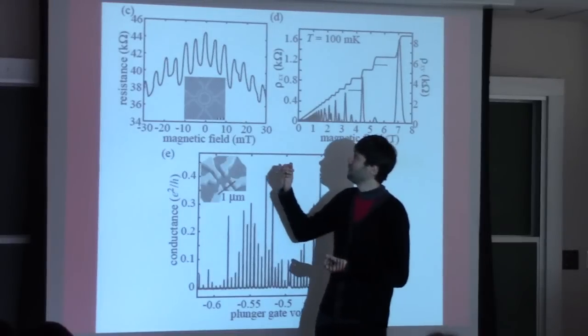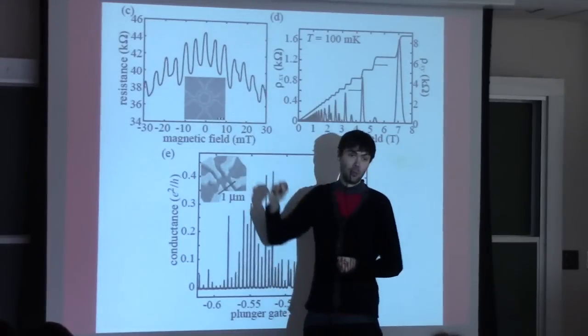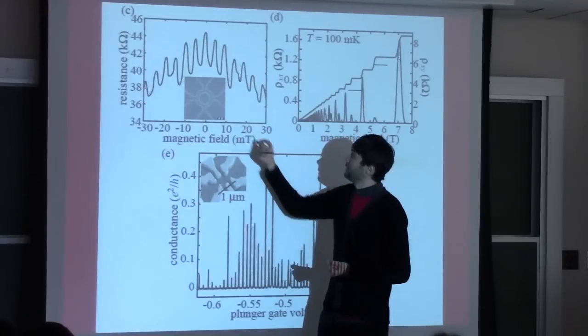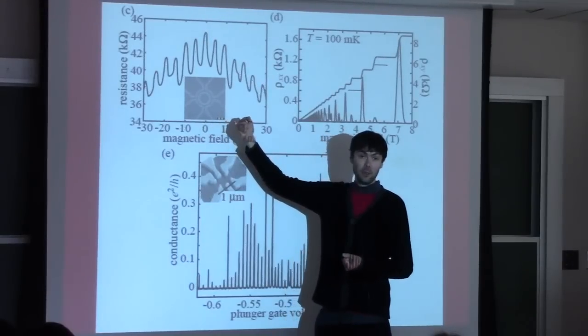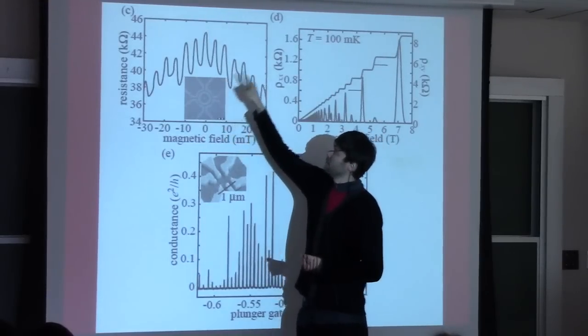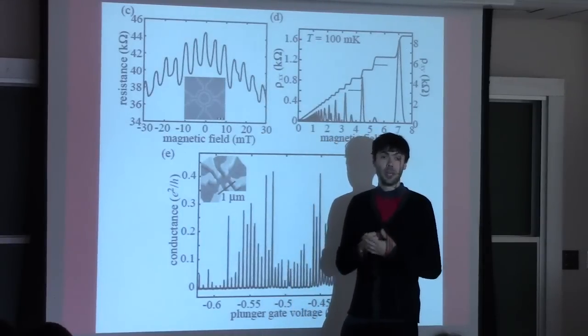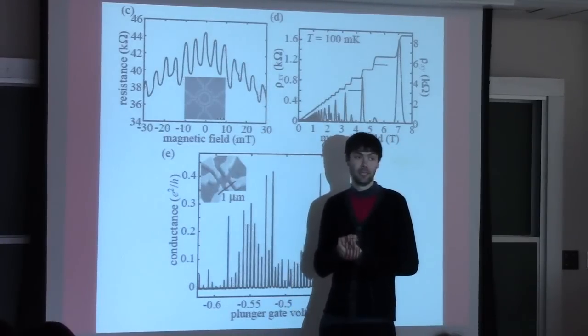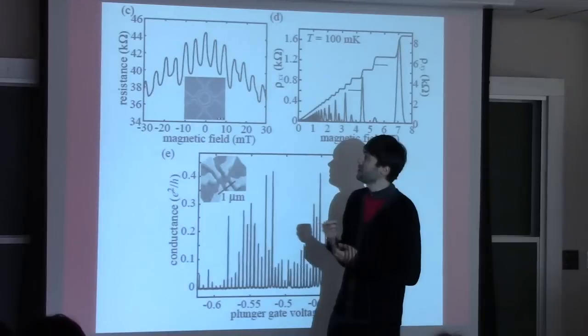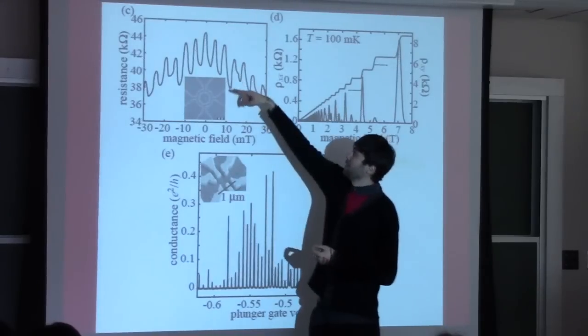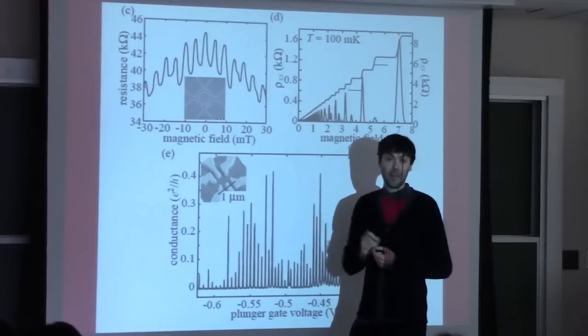So for whatever the area of this loop, as soon as we put in one unit of magnetic flux, the system should come to the initial state where it started. And that's why we get these oscillating patterns.